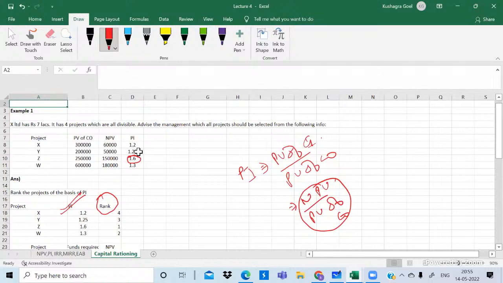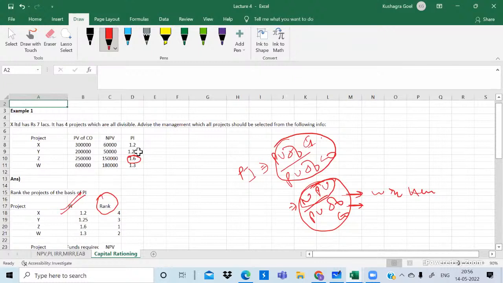Yeah. But again, look at your async content. I think if you look at the written matter, it says NPV upon present value of cash outflow. But I think there are 2 professors whose videos are there in your async content. The first professor uses the formula of NPV upon present value of cash outflow. But the second professor, if you look at his video, uses the formula present value of cash inflow upon present value of cash outflow. So again, 2 different professors using 2 different formulas. And this is something which happens in finance.